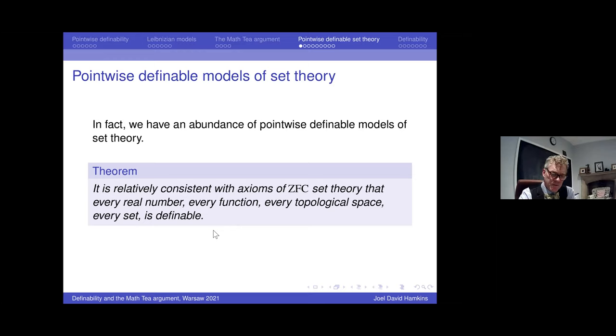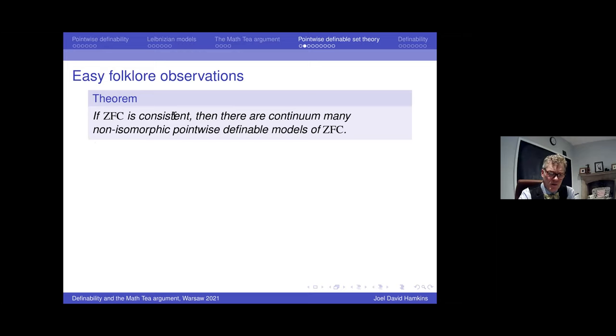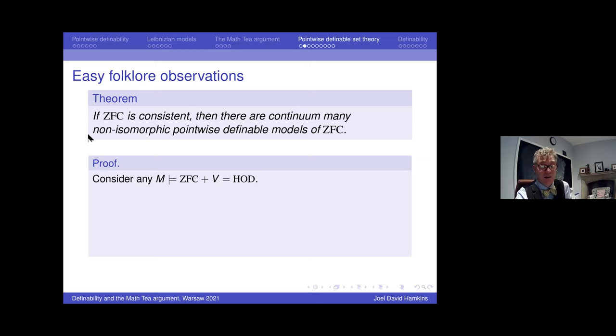Okay, so I'm going to give several proofs. So here's a kind of easy folklore proof. If ZFC is consistent, then there are continuum many non-isomorphic pointwise definable models. So here's the quick and easy way to do it. Consider any model of ZFC plus V equals HOD.